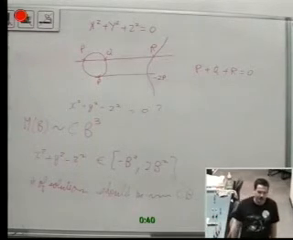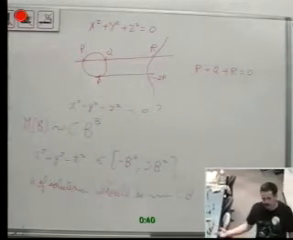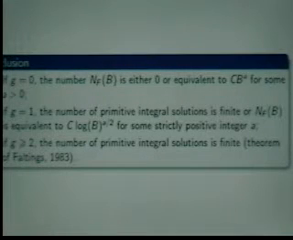And if g is bigger than 2, then we have Faltings's theorem, which was already mentioned in Jean-Pierre's talk, which says that the number of primitive integral solutions is finite. So the behavior is completely given by the genus of the curve.